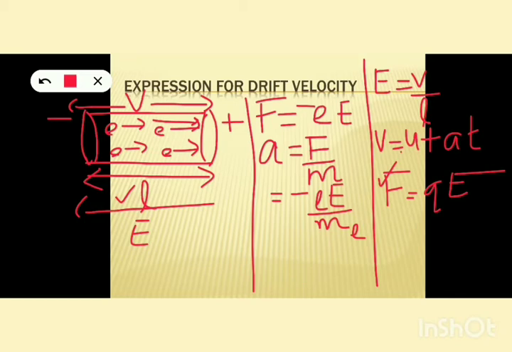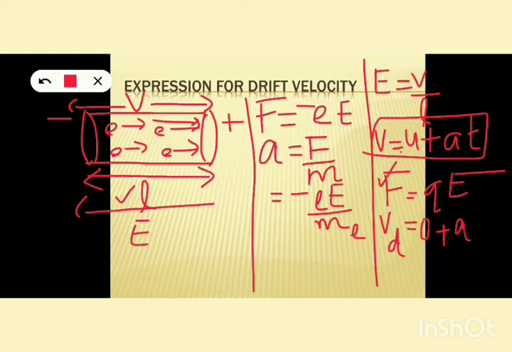During relaxation time tau, the electron gains an average velocity, given by Vd. That average velocity can be found using the expression V = U + AT. Here, instead of V, we can write Vd, because electrons experience a drift velocity. The initial velocity U will be 0, because initially electrons don't possess drift velocity. Then it will be 0 plus acceleration A, and we have already found the expression for A. We need to substitute that expression.